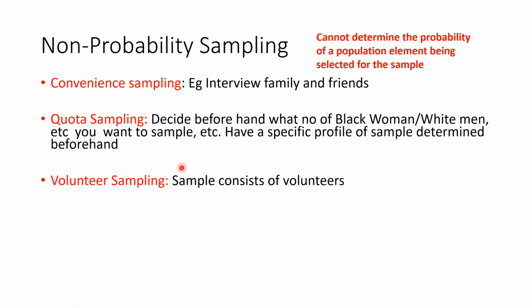Then there's another type called volunteer sampling, where the sample consists of volunteers. For example, if I say I want to choose 3 from this class of 10, who wants to be in the sample?